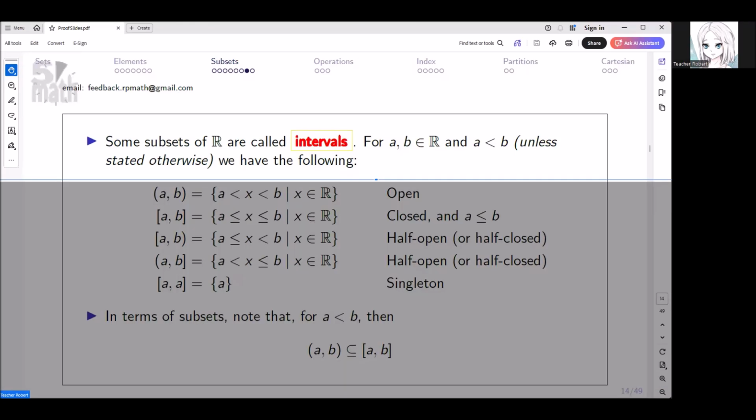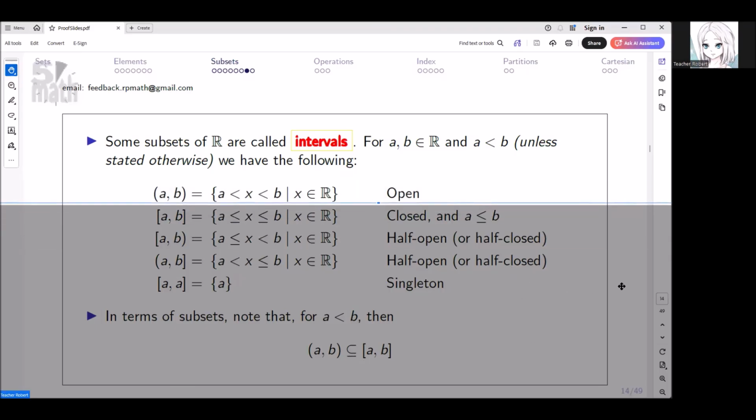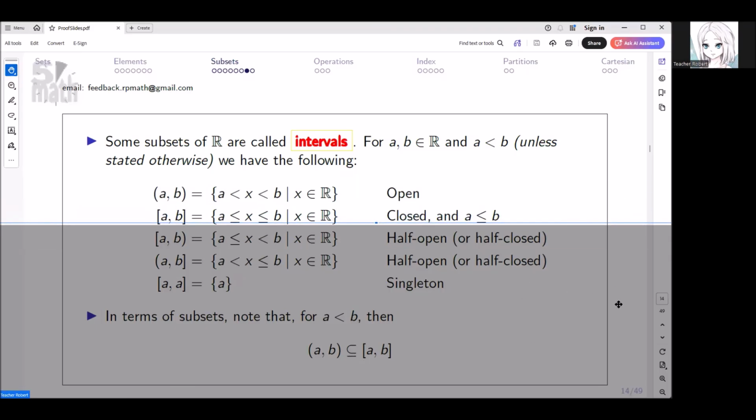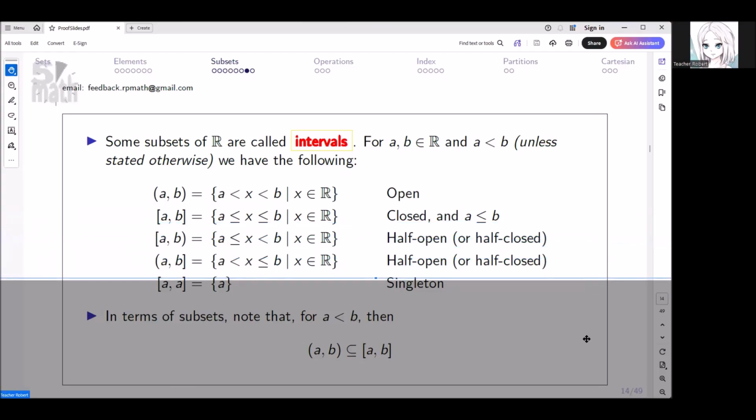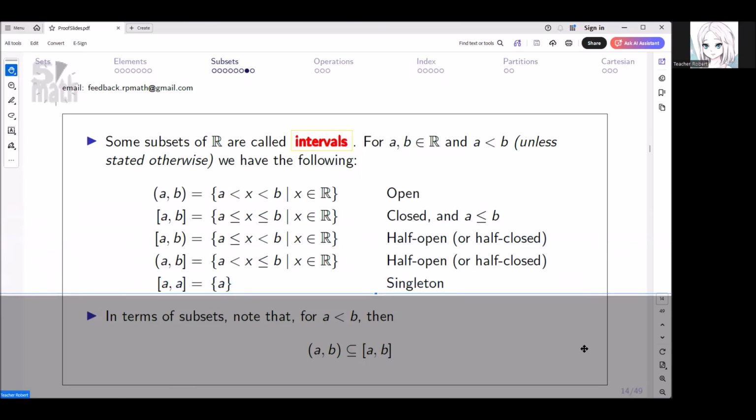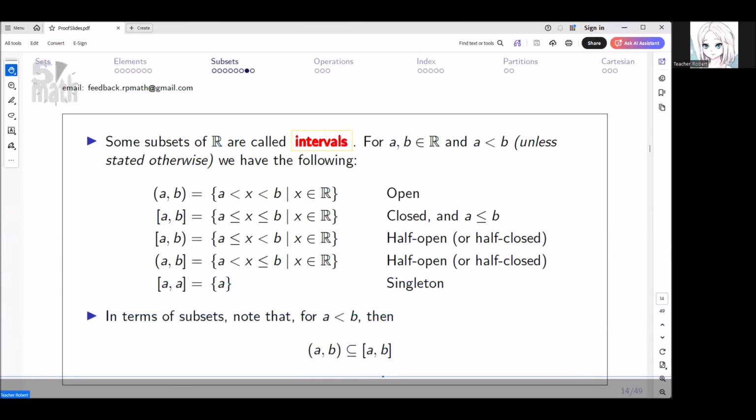Some subsets of R are called intervals. For a an element of R and a less than b, unless stated otherwise, we have the following. Open, closed, half open, singleton. In terms of subsets, note that for a less than b, then this.